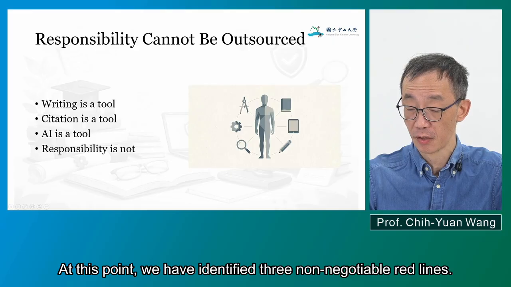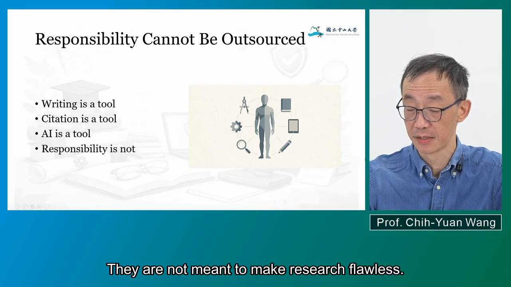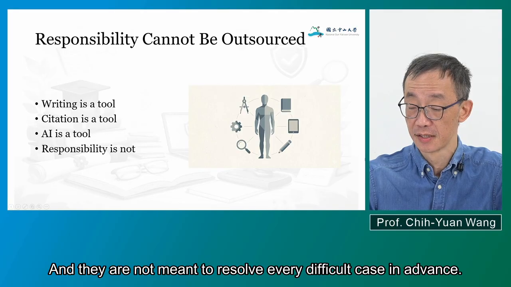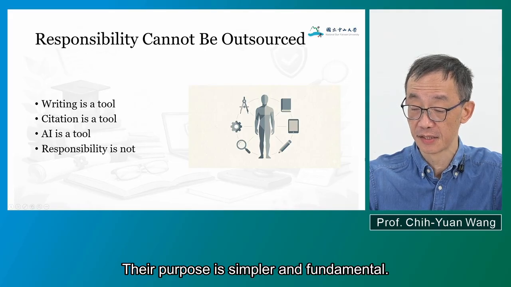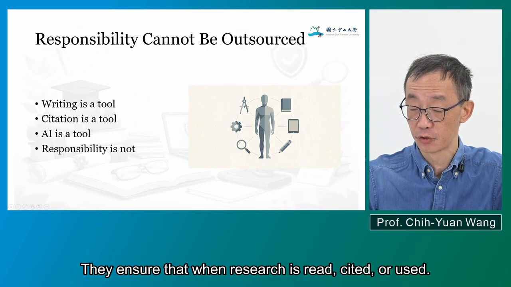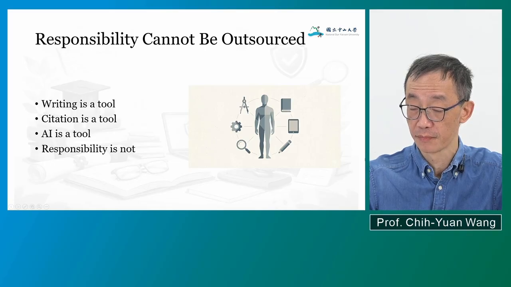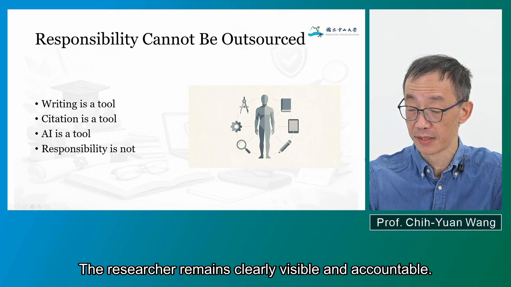At this point, we have identified three non-negotiable red lines. They are not meant to make research flawless, and they are not meant to resolve every difficult case in advance. Their purpose is simpler and fundamental. They ensure that when research is read, cited, or used, the researcher remains clearly visible and accountable.